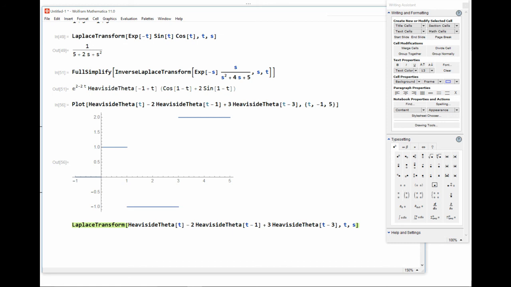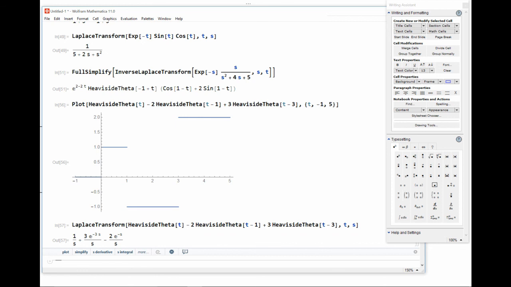Okay, I'll pause for a second, try to figure out what's going to happen. So Heaviside t is going to give us 1 over s, t minus 1 is going to give us e to the minus s over s with the -2 as a coefficient, and Heaviside theta at t minus 3 is going to give us e to the minus 3s over s. And that's exactly what happens. It's slightly out of order, but that's exactly the Laplace transform.